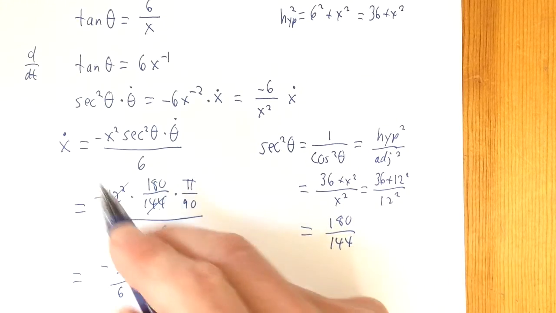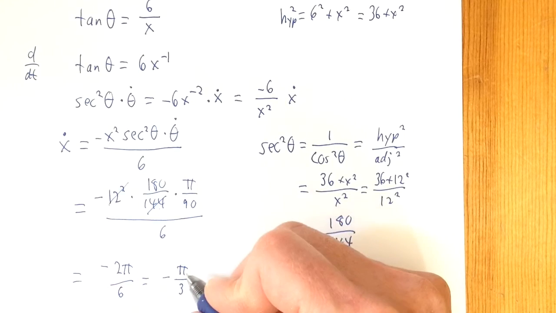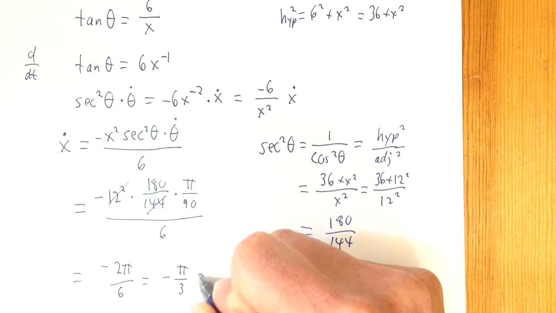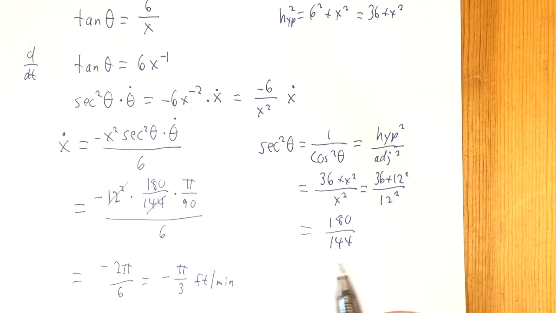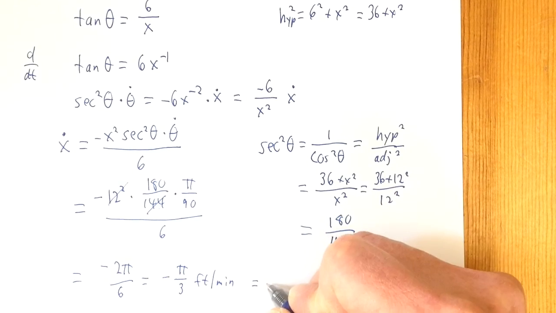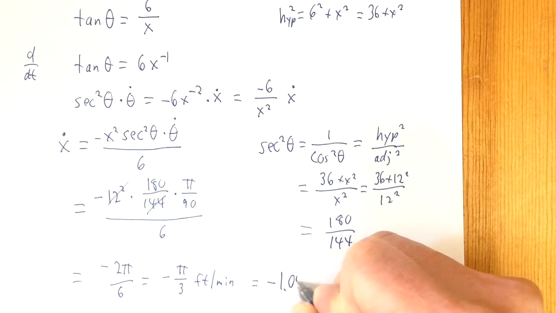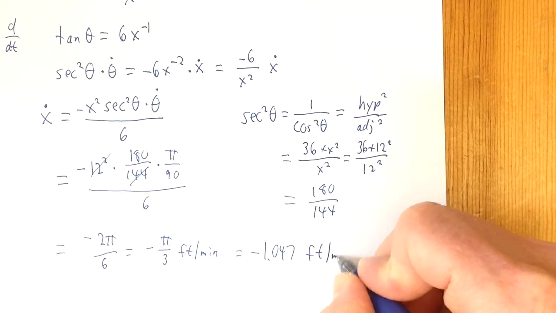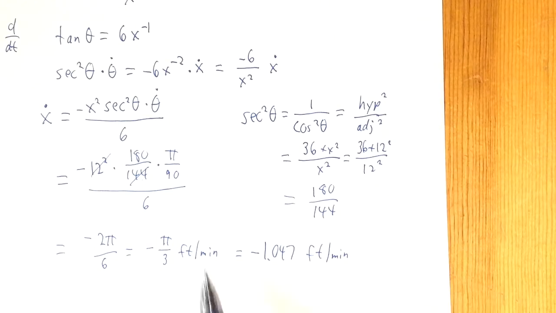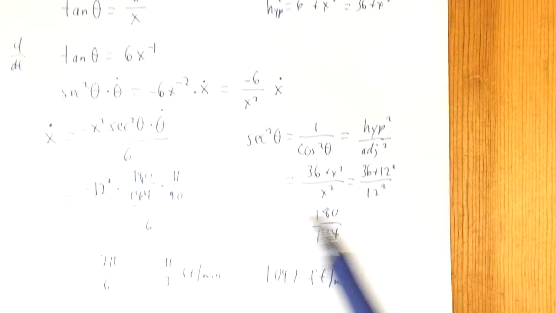And that's x dot. That's how fast the shadow is changing. We're dealing with feet, so we can say feet per minute. If we want a number for that, pi is 3.14. You go pi divided by 3, and that's about 1.047. So if you want a number, negative 1.047 feet per minute. Notice negative, like we thought, the shadow is getting shorter, so the negative did come out nicely.